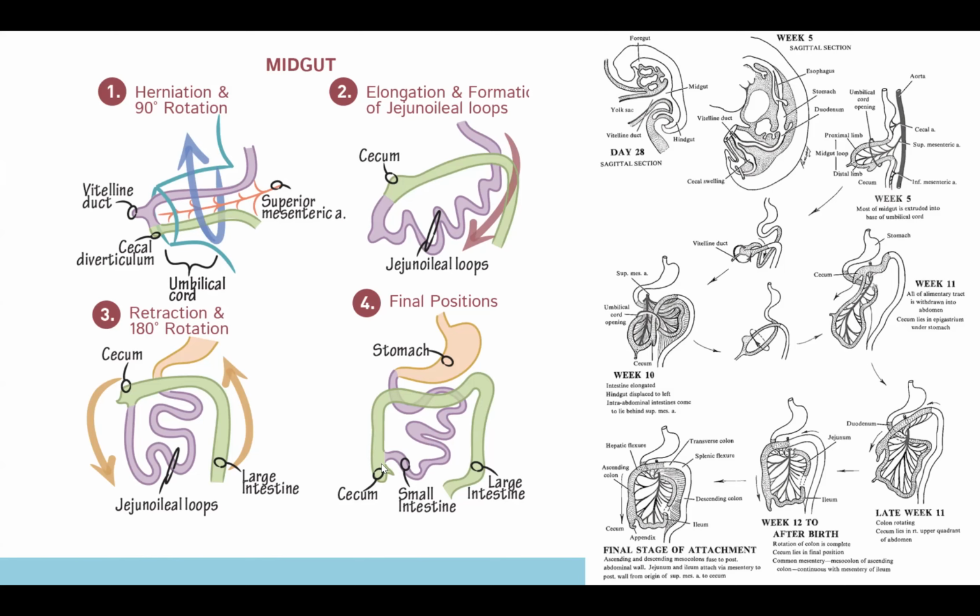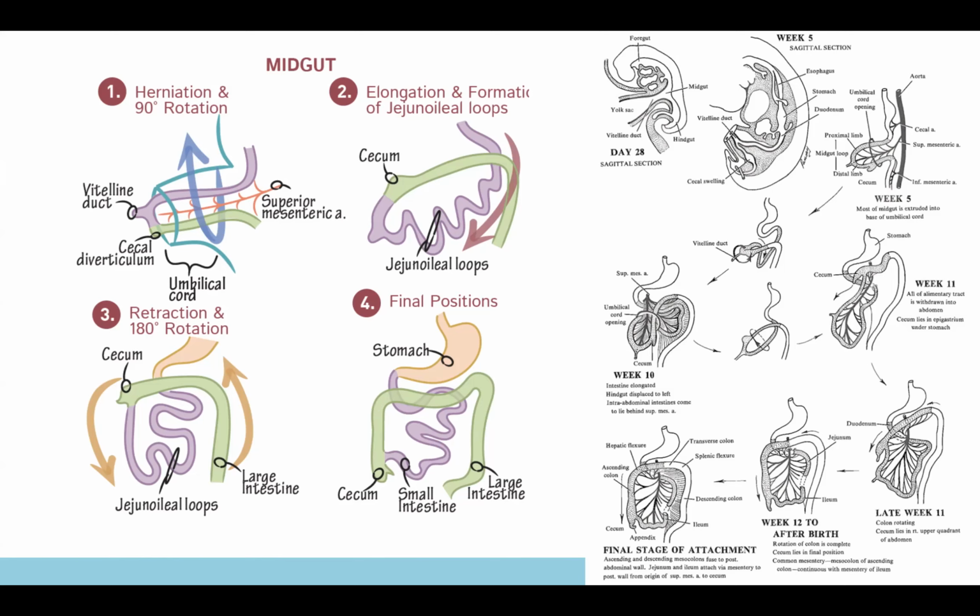And that's also why you can sometimes get appendixes that are stuck up in different places. So if it doesn't complete this 180 degree rotation, you might find that your appendix is actually in your right upper quadrant instead of your right iliac fossa. Okay, and again, that even might be an exam question. They might ask, why did the appendix end up in the right upper quadrant and not in the right iliac fossa? So that's essentially it.